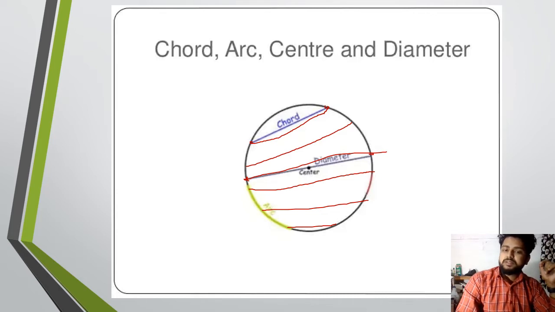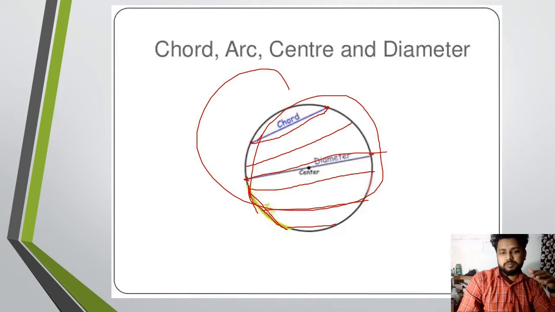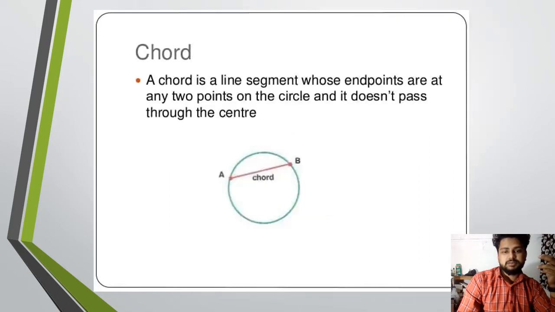Here is something. This one is called the arc. The whole thing is known as the circumference of the circle, and an arc is a part of the circumference. When we measure some little part of the circumference, it's called an arc. Let's be studying next. This one is the chord.